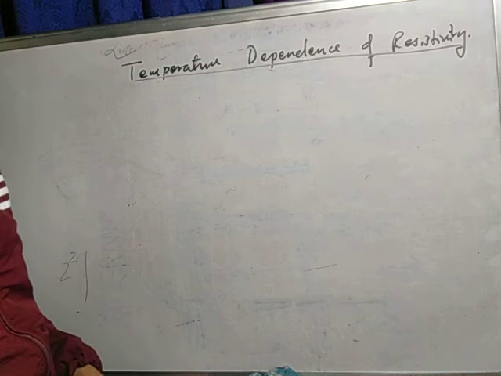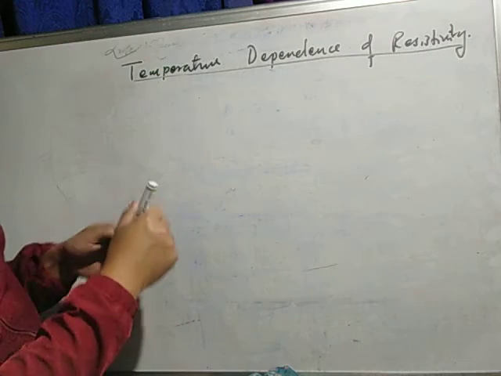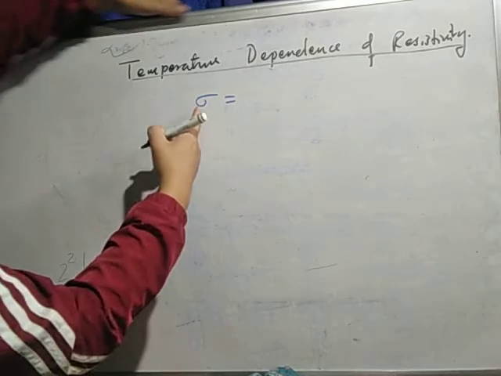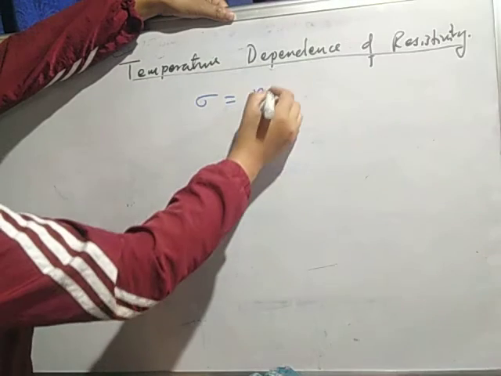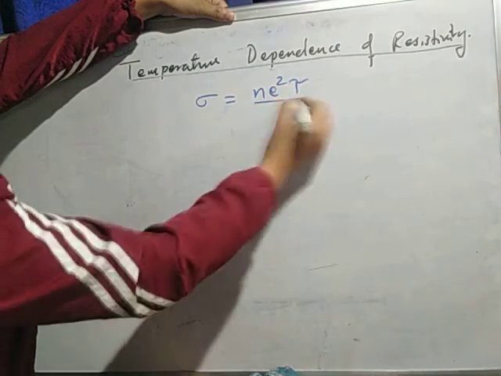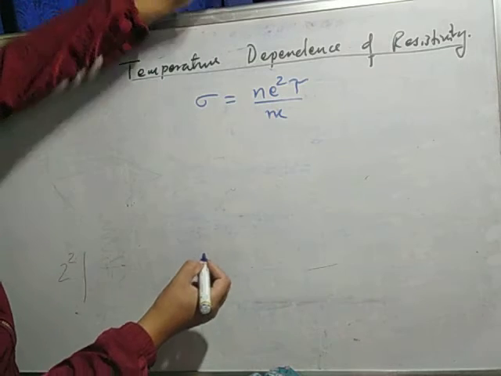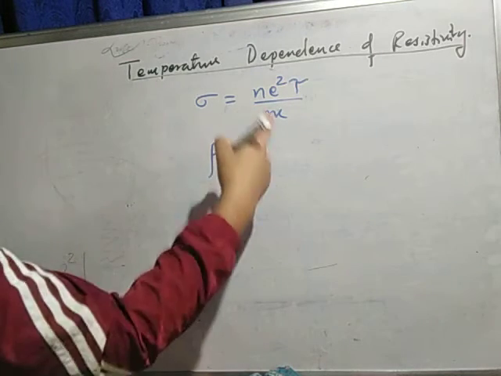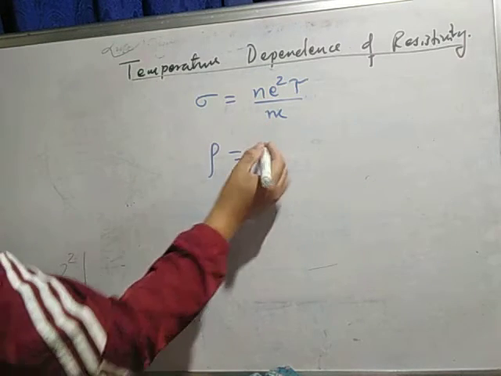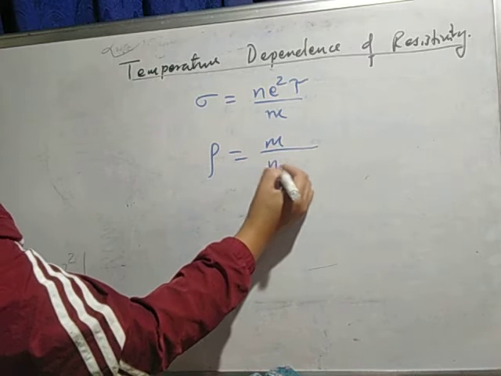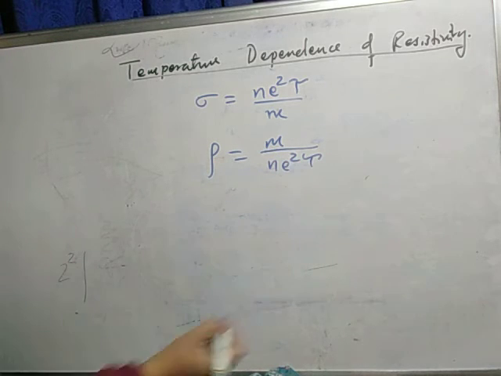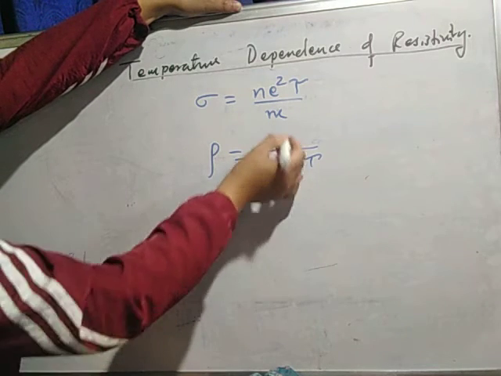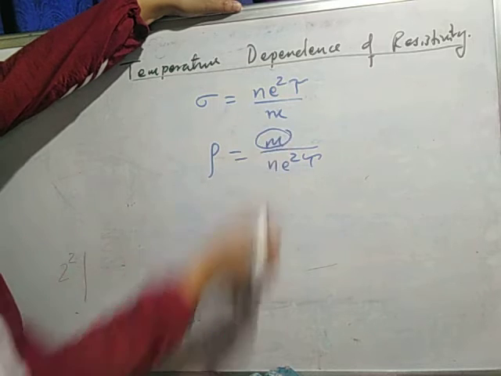In the previous class we discussed that conductivity, or sigma, equals n e squared tau by m, isn't it? If this is your conductivity, then resistivity equals the reciprocal of conductivity, that is, m by n e squared tau. Now see, if you increase the temperature of a particular material, mass will not increase, isn't it?